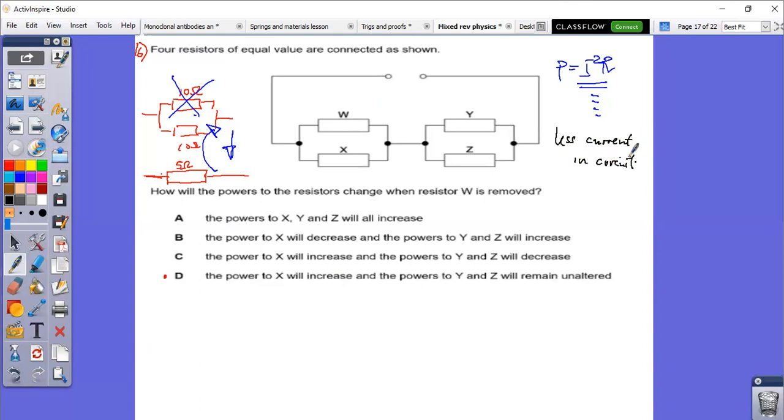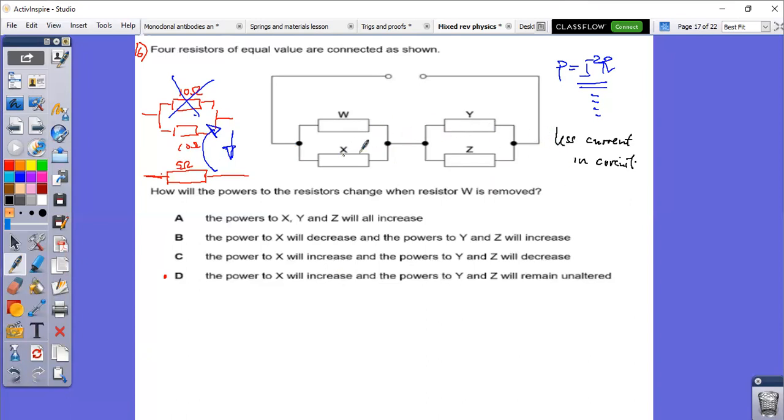Yeah, because now, instead of being effectively 5 ohms, it goes up to effectively being just one single resistor. It goes to 10 ohms. So the overall resistance in the circuit increases. You following that? Yeah. Good.